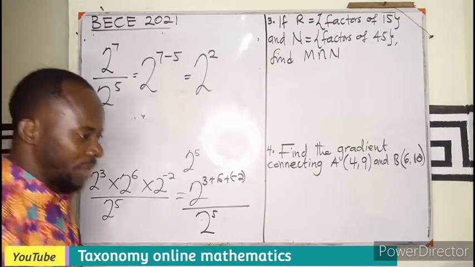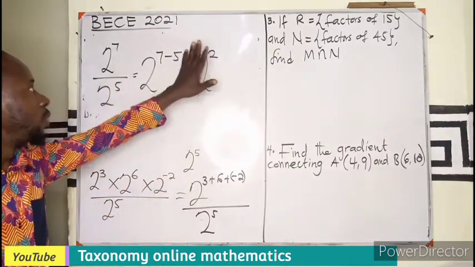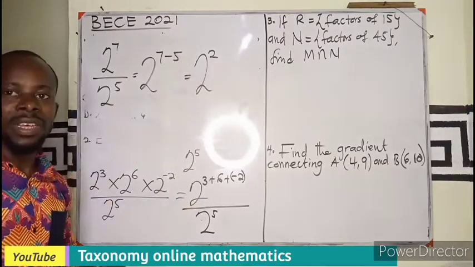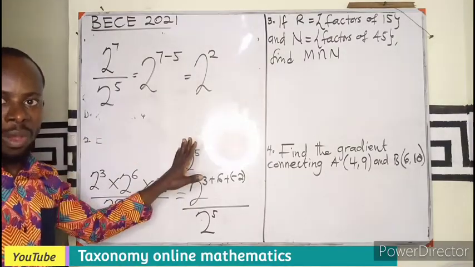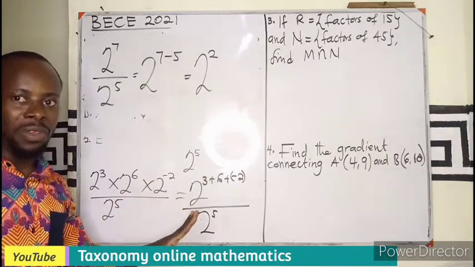The answer will be, let me check. No, the answer is A on the question paper. The A is 2 exponent 2. So that will be our best option for this question. I believe you get the concept.